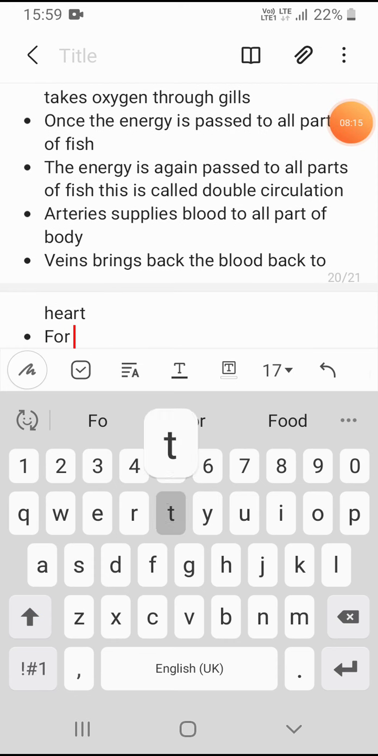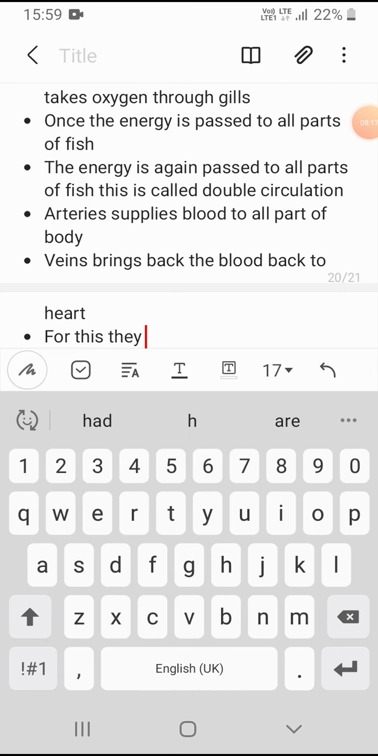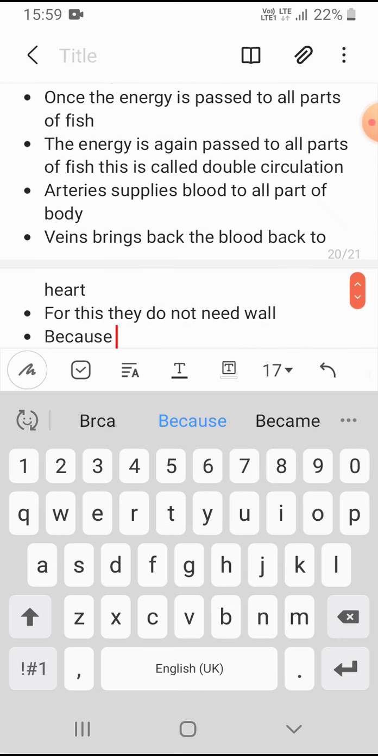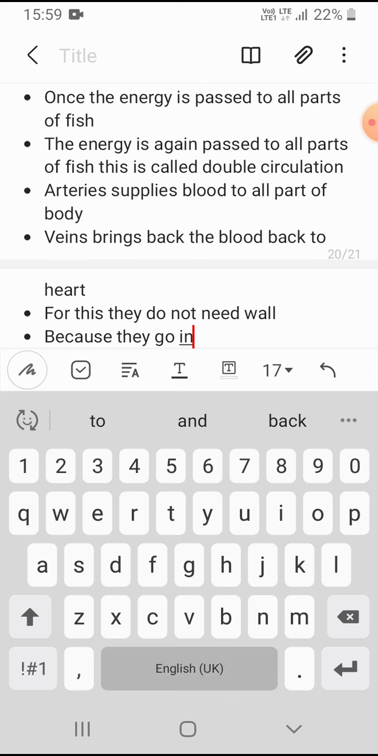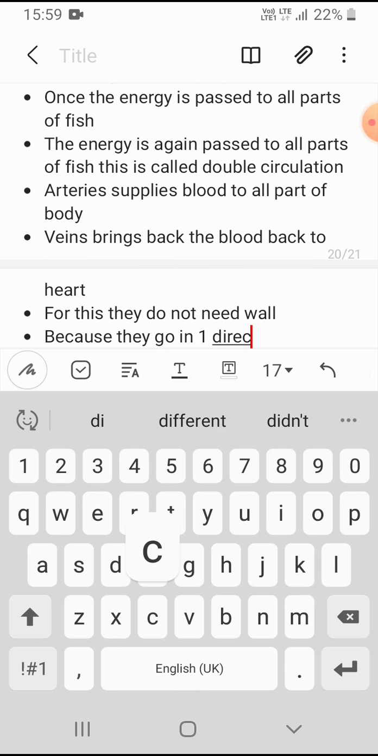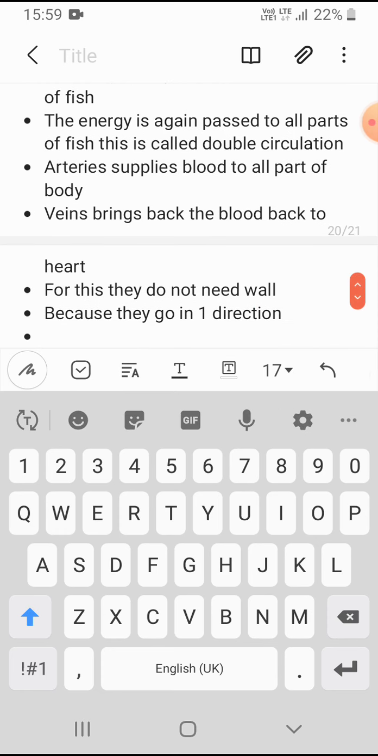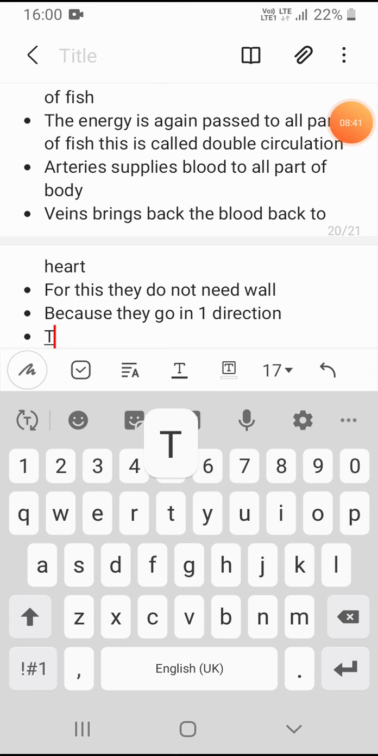For this they do not need a wall like it is in the heart, because they go in one direction. The blood does not go in different directions, it goes in one direction, so they do not need any wall in the middle of them.